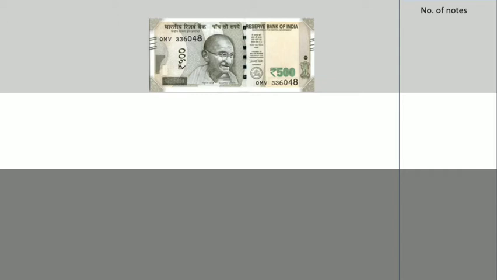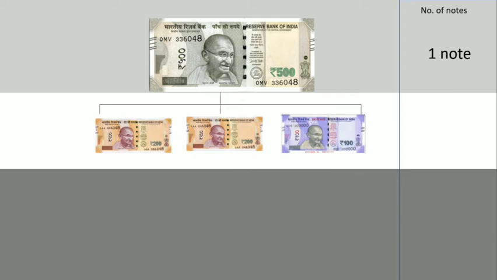Suppose we have a 500 rupees note. The number of notes is 1. But Ajay has 9 notes. So we will split this 500 rupees, that is, we will exchange it for smaller ones. We will take two 200 rupees notes and one 100 rupees note to make 500 rupees. So it will become only 3 notes.